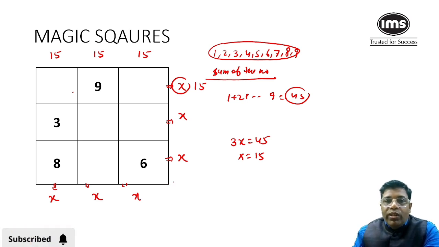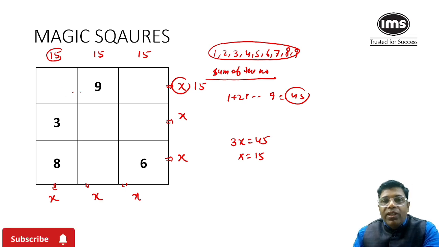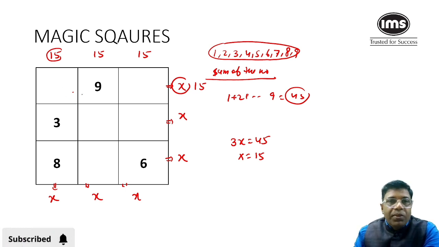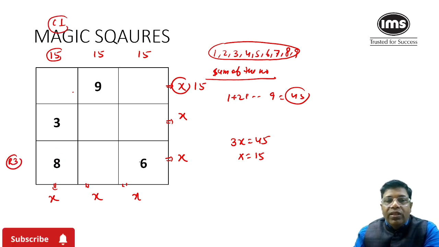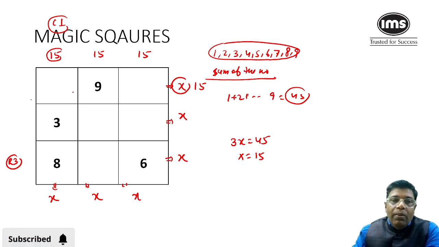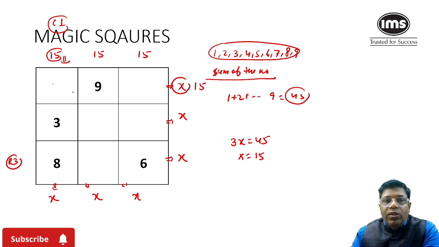So if we apply this logic, now if you analyze this column, the column or row in which the most numbers are given, you can fill that one first. Like column number 1, you can see there are 2 numbers that are already written. Similarly in row number 3, you can see there are 2 numbers. So now if the sum of this column has to be 15, you have been given 8 plus 3, 11, so this number will become 4.